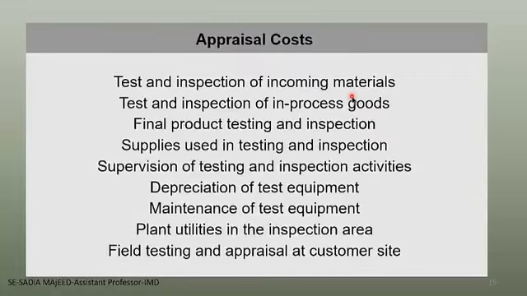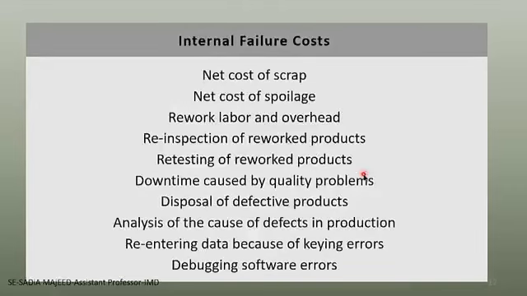defects. These are the examples of the appraisal cost. We take all types of inspections so that we can produce non-defected products. For example, test and inspection of incoming material, test and inspection of the in-process goods, final product testing, supplies used in the testing and inspection, etc. If we do all these inspections, then definitely there will be no defected product produced.